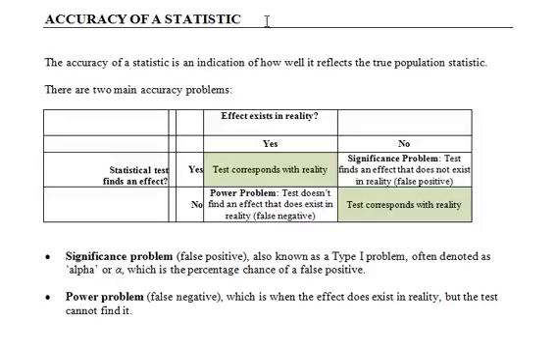But then you find that accuracy is one of the major things in statistics. So the accuracy of a statistic is an indication of how well it reflects the true population statistic. For example, if we calculate the average, the mean of a sample, can we really say that it represents the average of the population? So accuracy is very important in that regard.